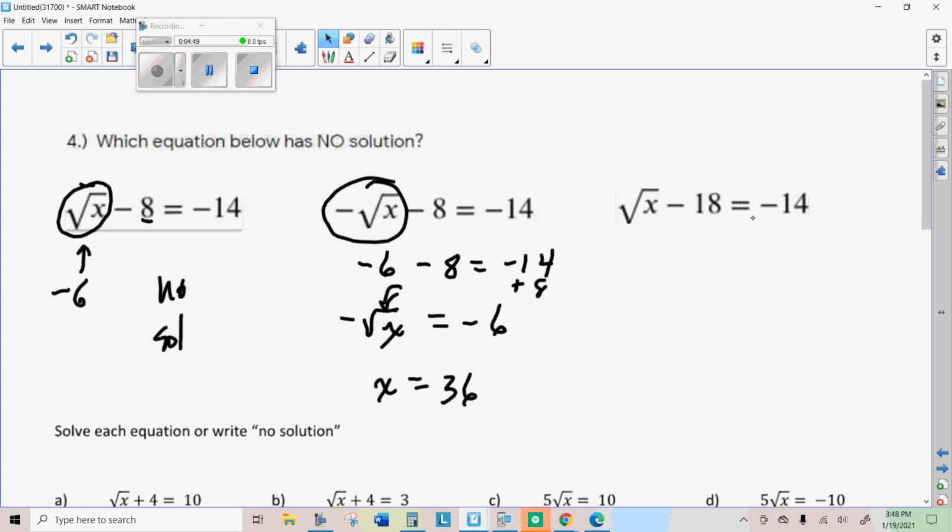On this one, when we backtrack by adding 18, we get a positive number. We get 4. In other words, we want this to equal 4 because 4 minus 18 equals negative 14. And what square root equals 4? And remember, to undo that, you do the squared. So x is equal to 4 squared, which is 16.